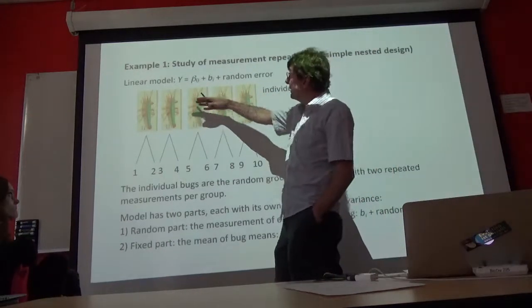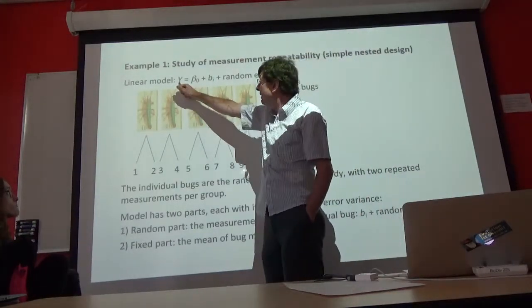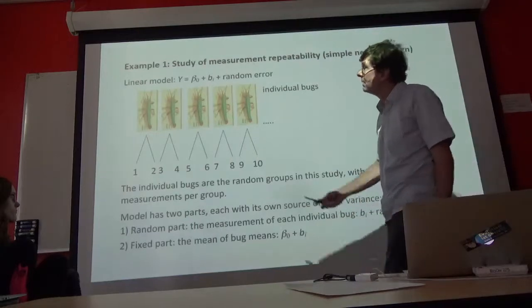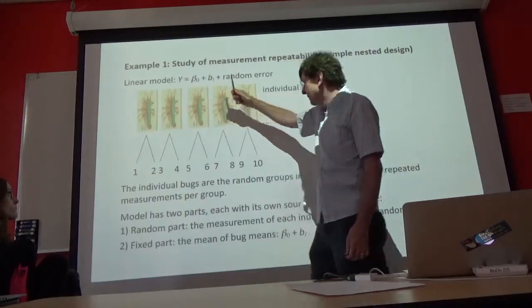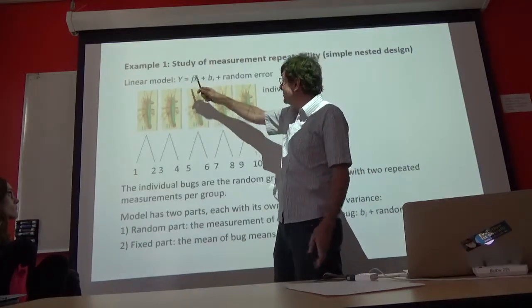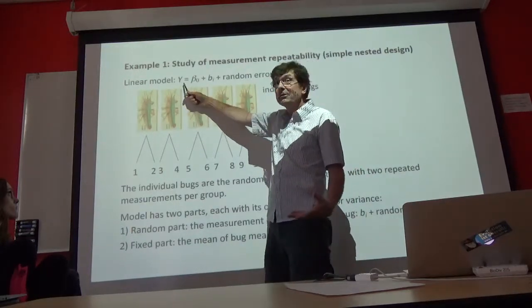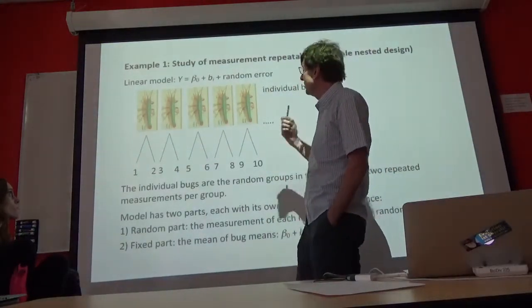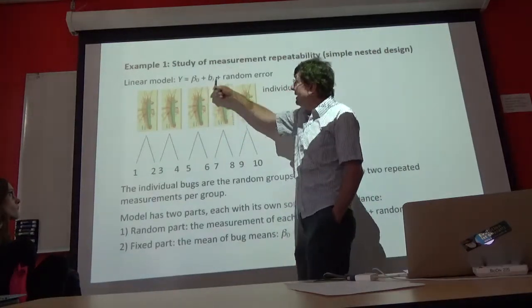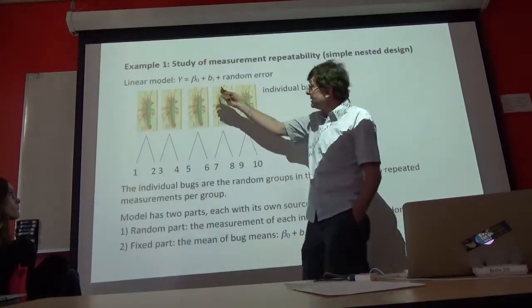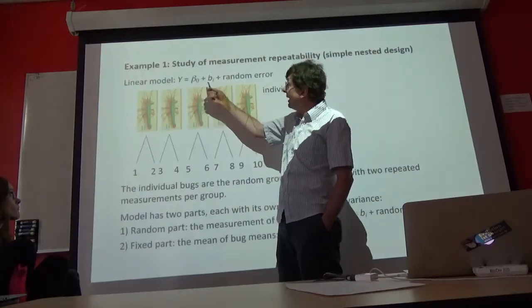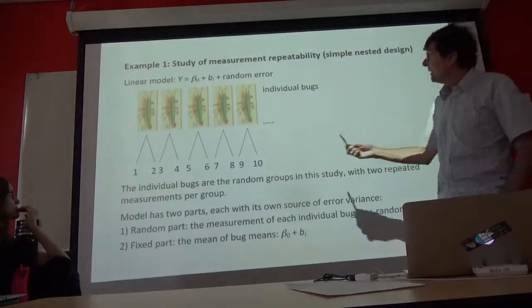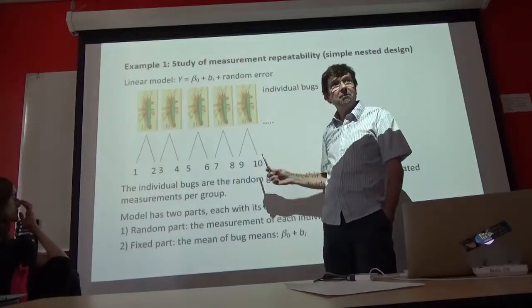And a linear model can be used to describe the variation in the measurement. And this linear model would have really two parts. Let me first describe what the terms are. So we model an individual measurement as a function of the mean measurement for femur in the population, plus a random deviation, which represents the difference between the measurement of each individual and the mean for the population, and then a random error, which represents the variation among measurements taken within the individual bugs.